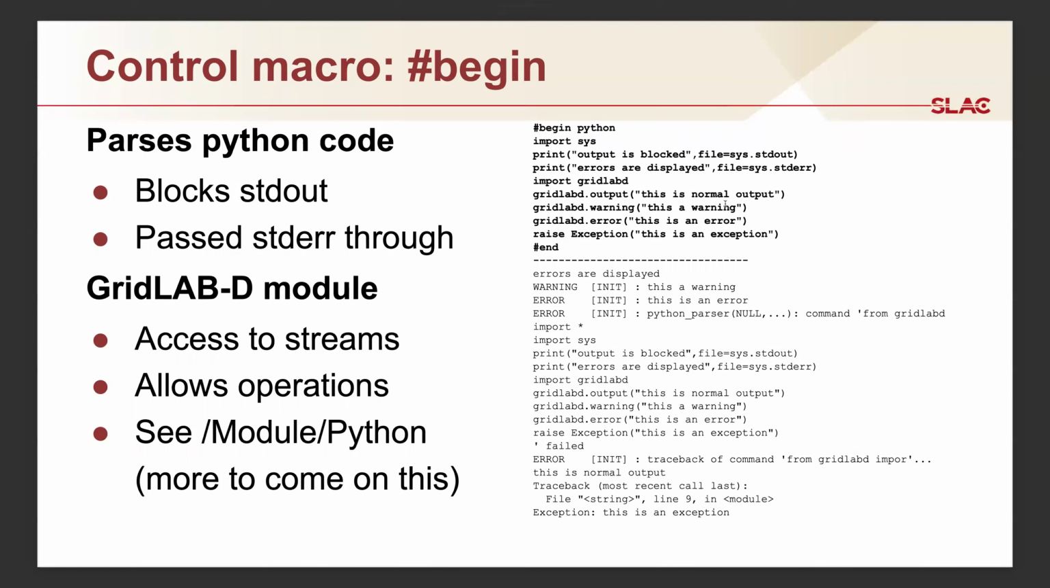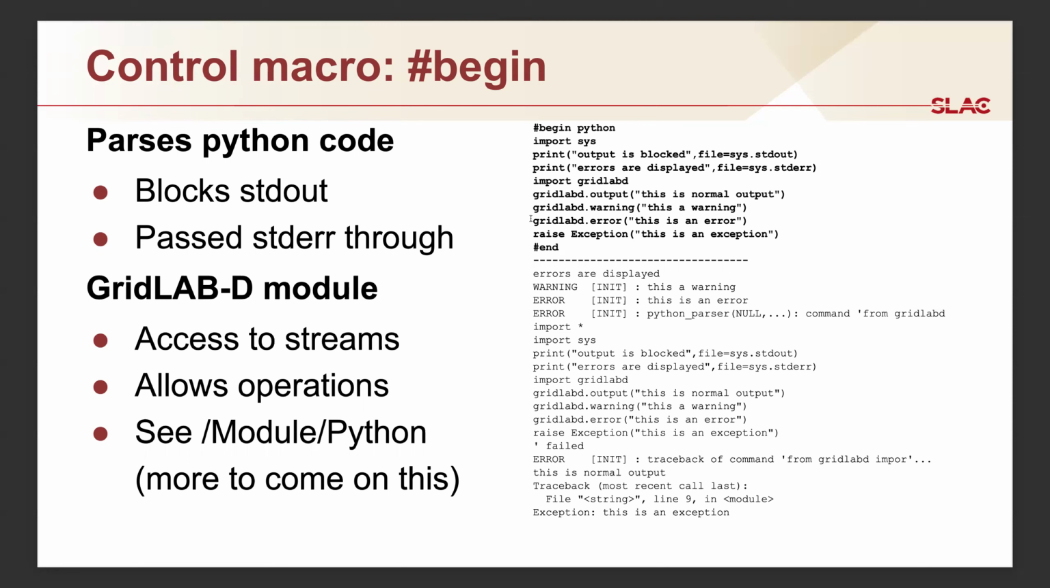Now we're going to talk about macros. In general, macros are used to control how the Gridlab-D model is interpreted. So it controls the parser, essentially. The first macro is the macro that allows you to switch to a Python parser. And so when the loader encounters this string begin Python, it starts interpreting the content of the GLM file as Python code. And then when it encounters #end, it stops and switches back to standard Gridlab-D GLM parsing.